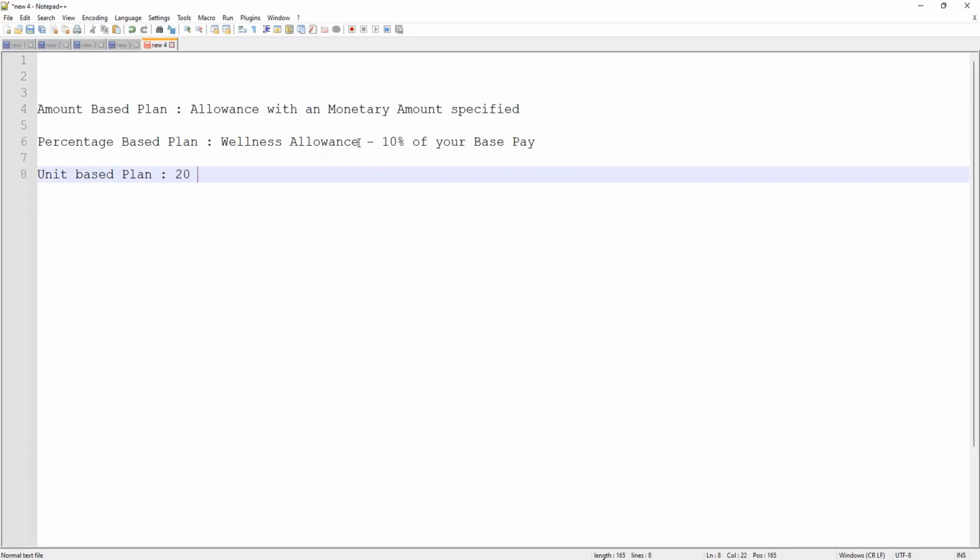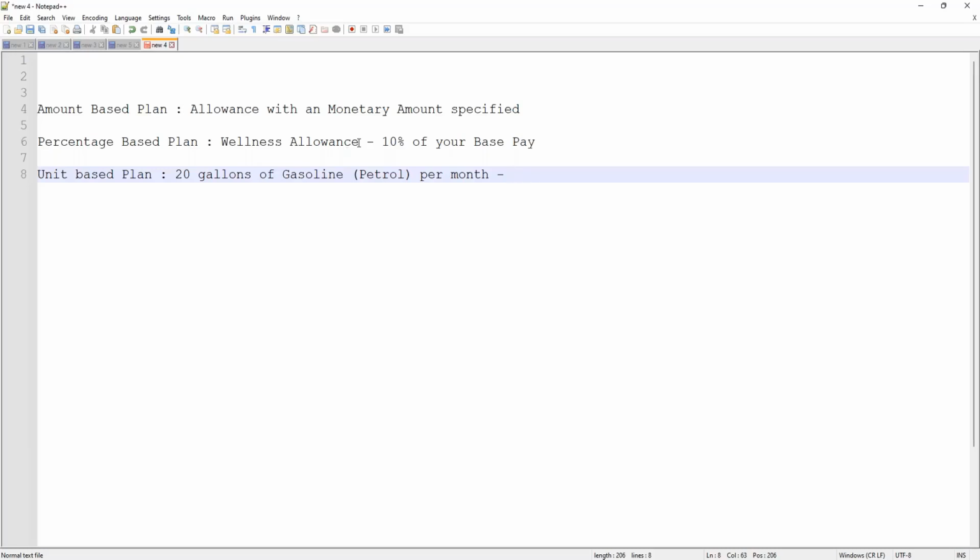Let's say your allowance is 20 gallons of gasoline. You're going to get 20 gallons of gasoline per month. That is the allowance. So irrespective of the cost of gasoline, you don't care about the cost of gasoline. You are only eligible for 20 gallons of petrol per month. So the company will take care of the price.